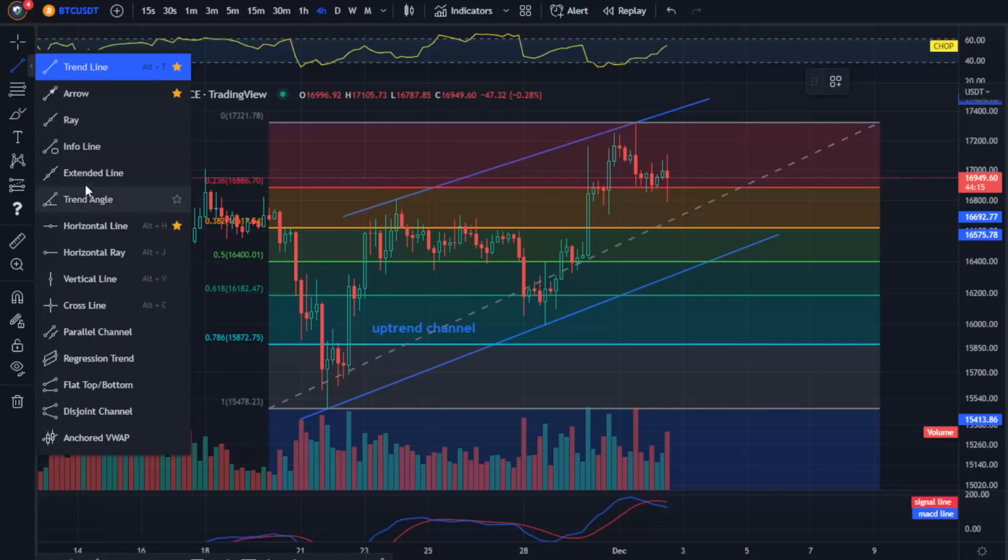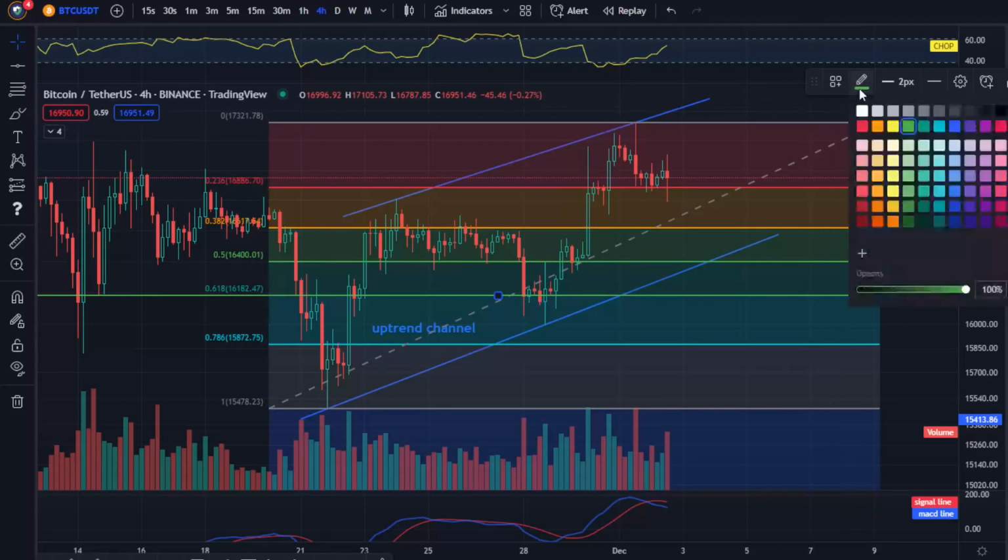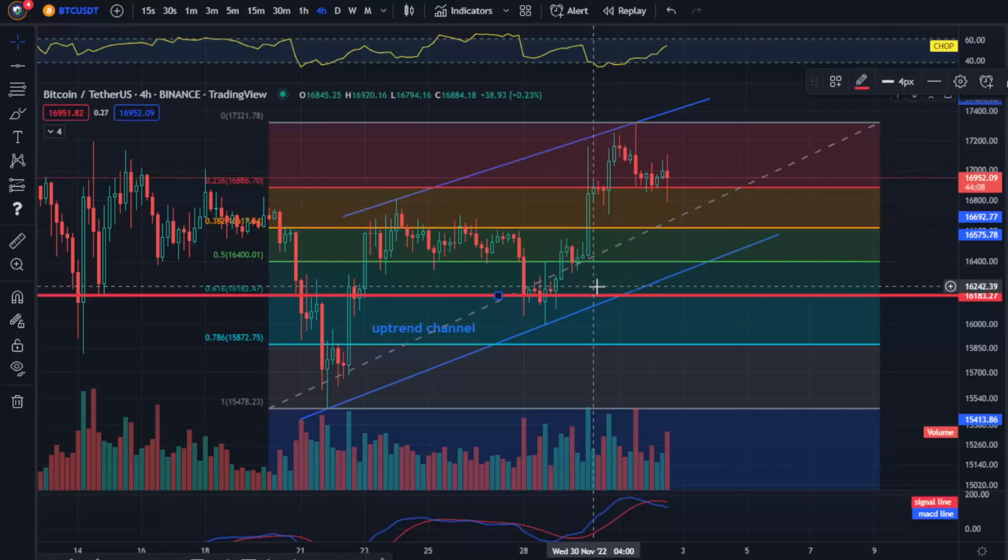Now, taking into account the entire upward movement, it is worth marking the place of 0.61 fib retracement as a very strong support for BTC.